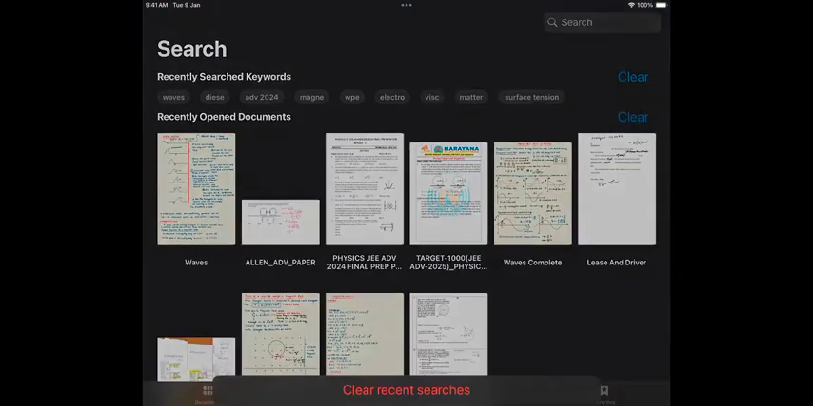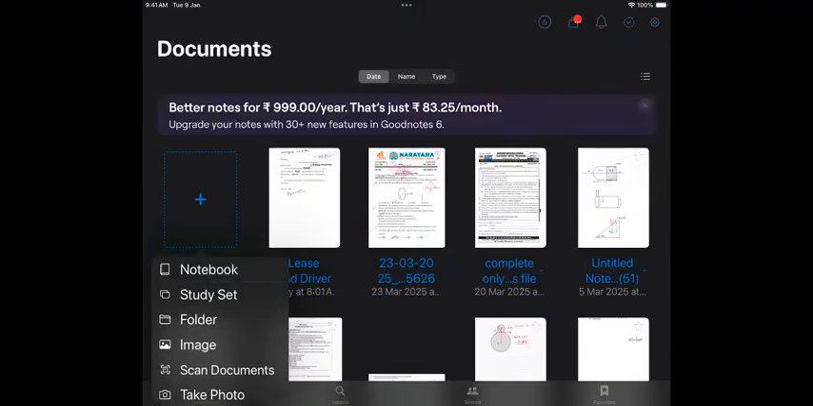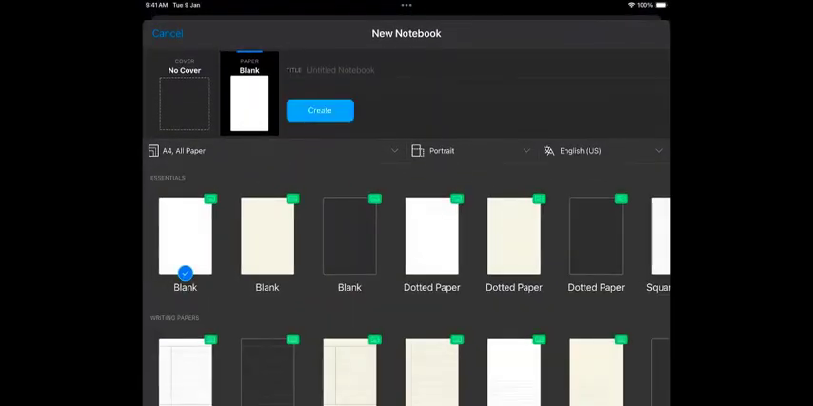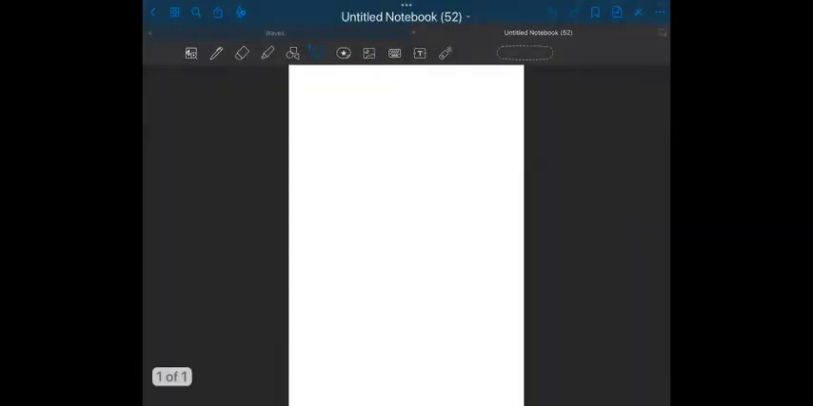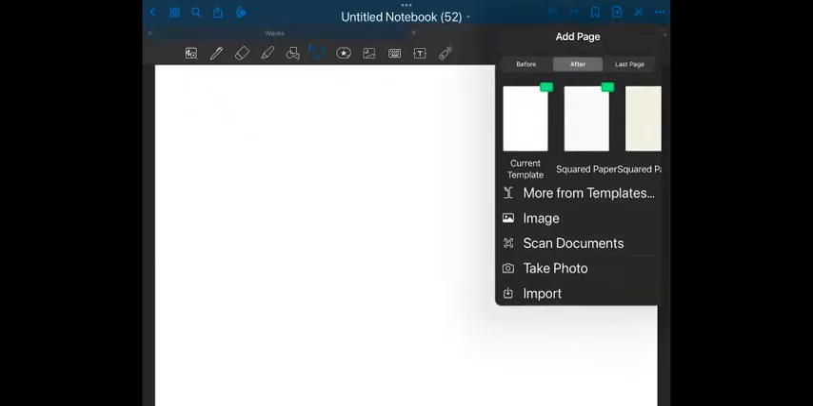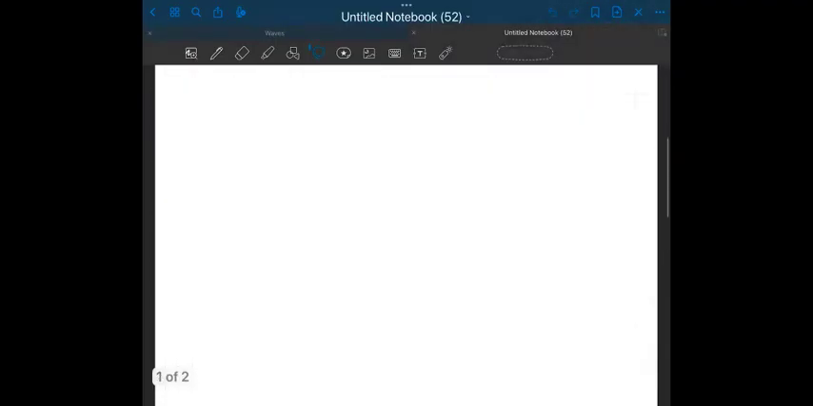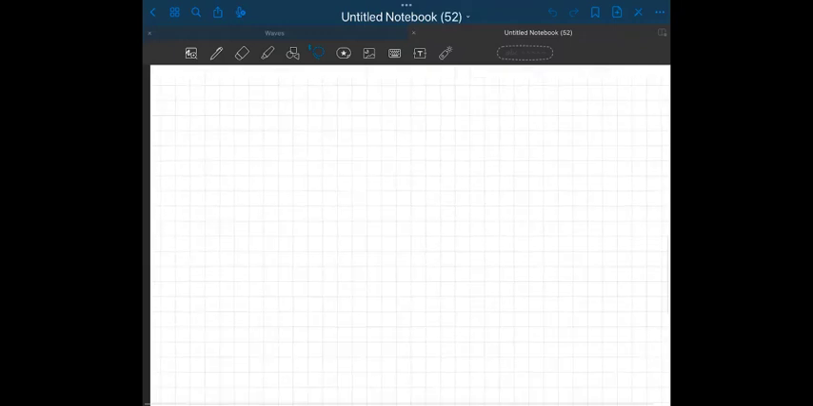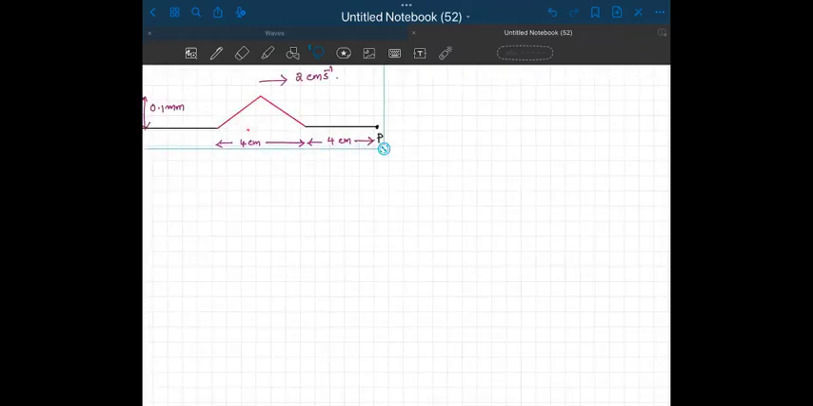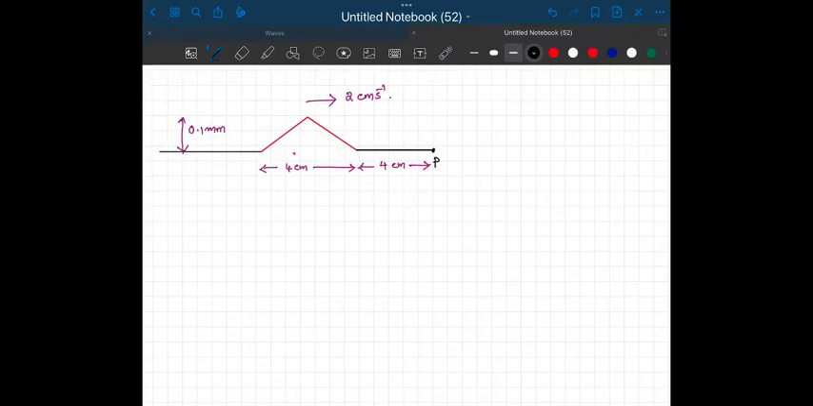We will take a new situation. This is what is shown at t is equal to 0.